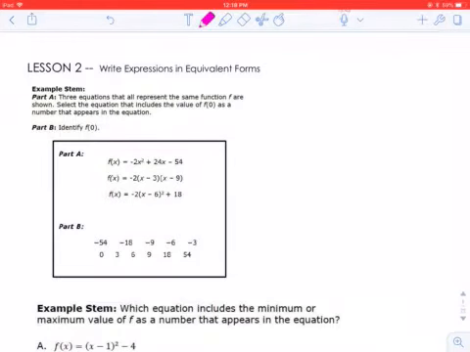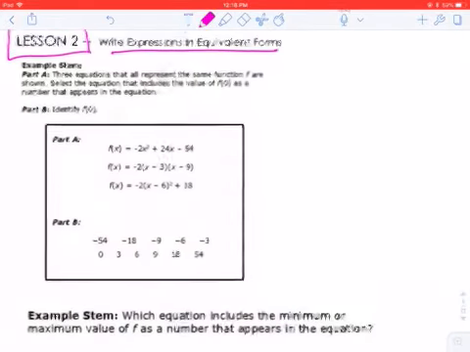Hi everyone, so this is lesson 2. So today we're going to write expressions in equivalent forms. We're continuing the same standard, but it's going to look a little funky, so we're going to talk about the things that we already know.